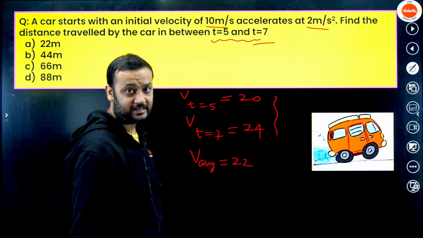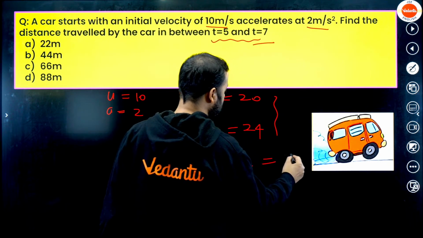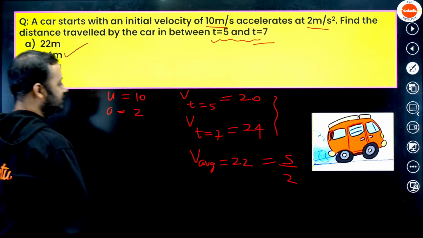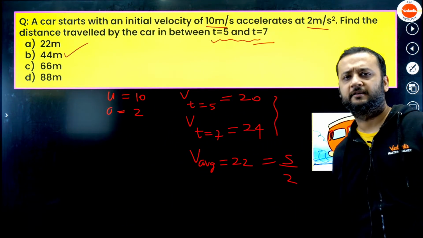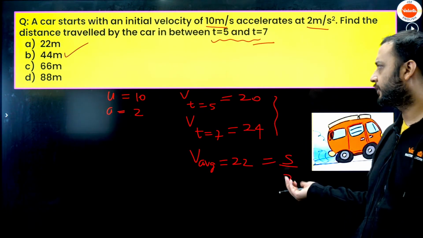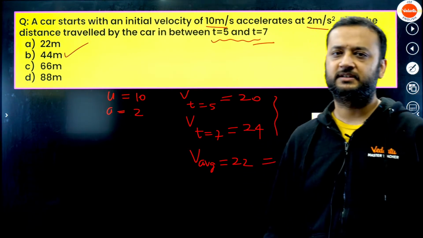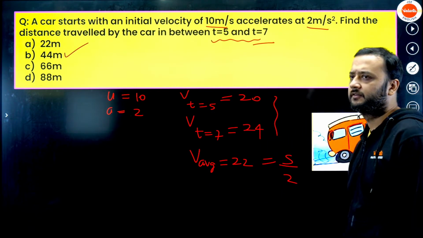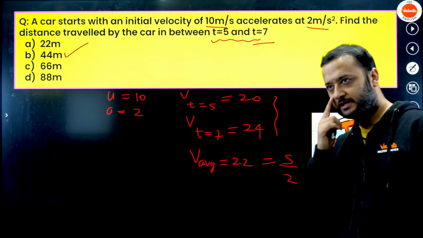Okay, and V average can be written as total distance upon time. Very, very simple. So distance upon time, time was 2 seconds. So 44 meters. Can you see how fast? No formula, nothing. The answer is 44, because we have to find the distance. 22 is the average velocity. Distance will be simply average velocity into time. Time is 2 seconds. So the answer will be 44. I hope guys you have understood. I think this is a very, very cool method.